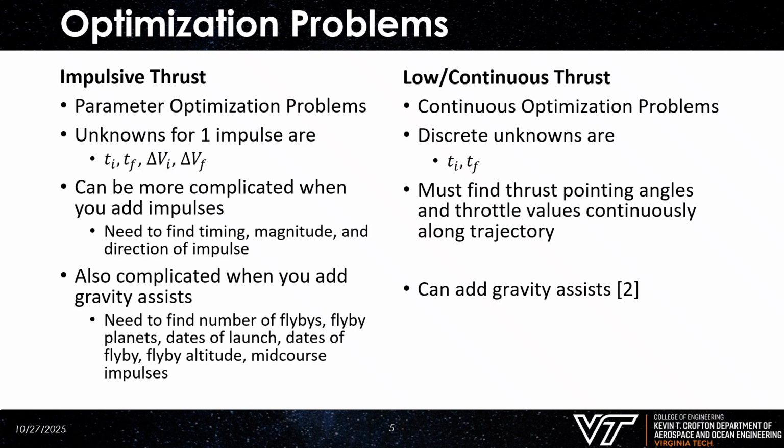Compared to that, the low continuous thrust problem is a bit simpler. So this would be sort of your ion thrusters. These are continuous optimization problems, and your discrete unknowns are your initial time and final time. What you have to do with this is you need to find your thrust pointing angles and throttle value continuously along your trajectory. And you can also complicate this by adding gravity assists.